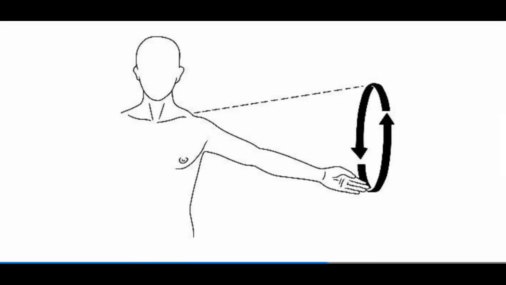Circumduction occurs with a movement in a circular direction. A backstroke swimmer will move their arm via circumduction.